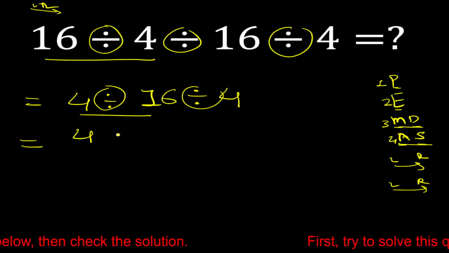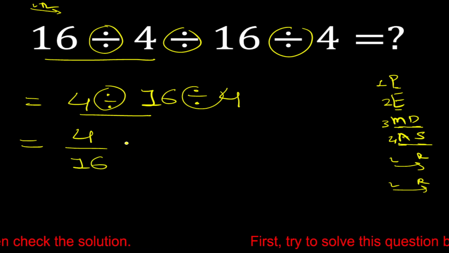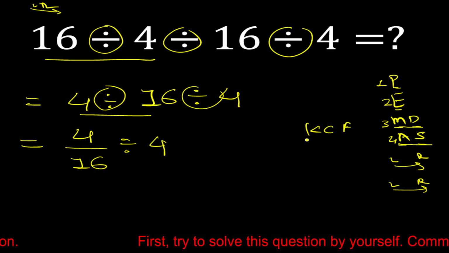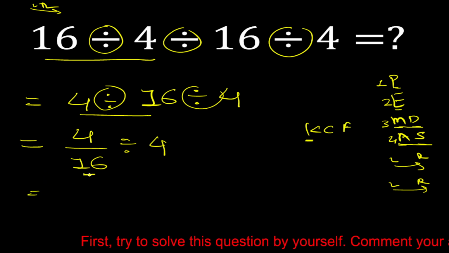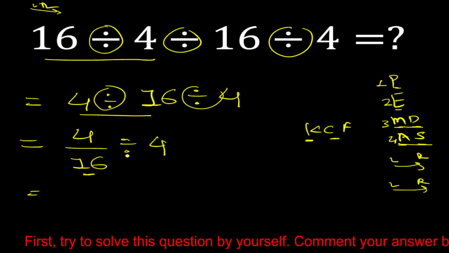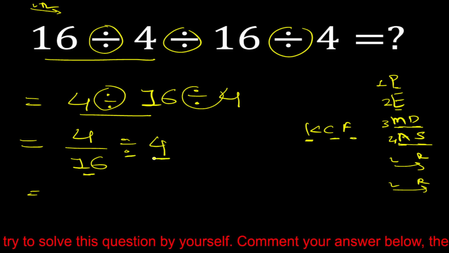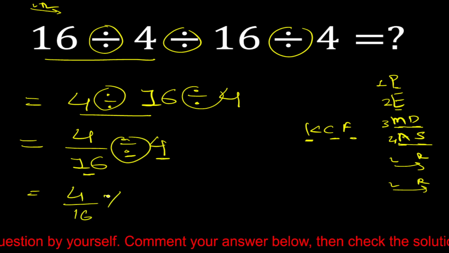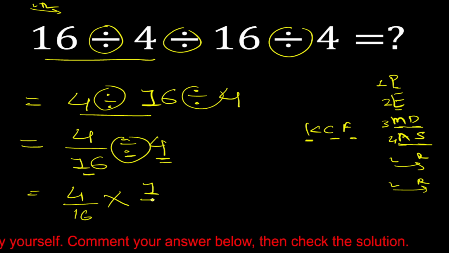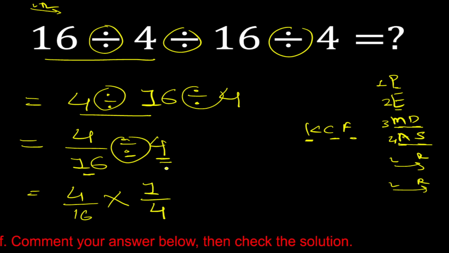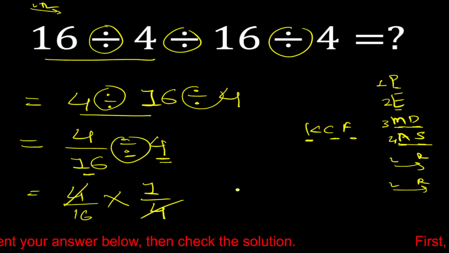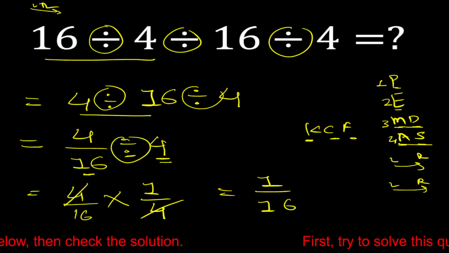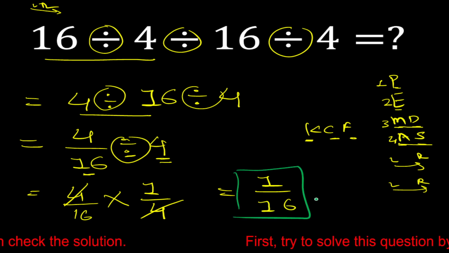So 4 divided by 16 divided by 4 can be written as 4 by 16 divided by 4. Now according to the KCF rule, K means keep this first fraction same, C means change this sign, and F means flip this last fraction. Okay, so 4 by 16, now change this sign from division to multiplication. Now flip this last fraction, 1 by 4. Okay, now cancel this 4 by this 4, it is equal to 1 by 16. This is the correct answer. So the correct answer is 1 by 16.